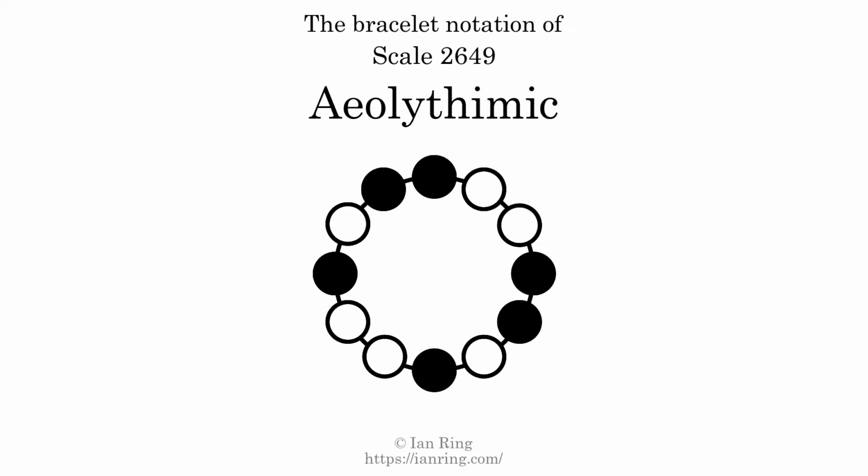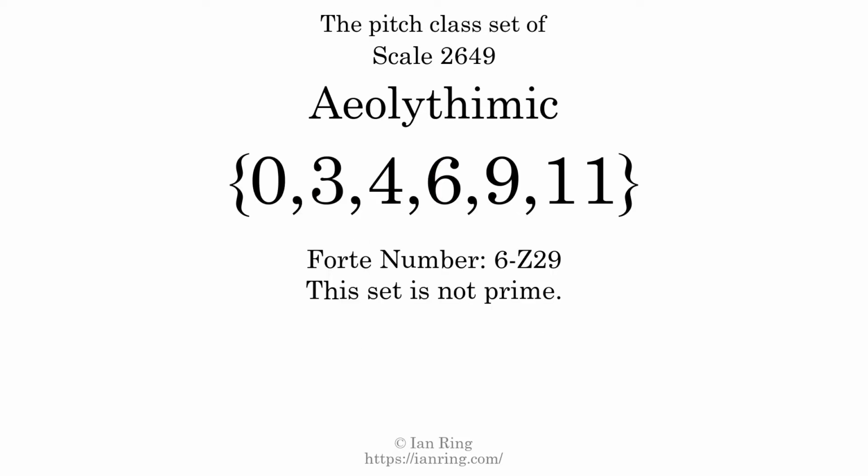This is a bracelet notation diagram of scale 2649. The shaded circles represent tones that appear in the scale, and they are read clockwise, starting at the top. The pitch class set for this scale is 0, 3, 4, 6, 9, 11. The forte class is 6Z29. This set is not prime.